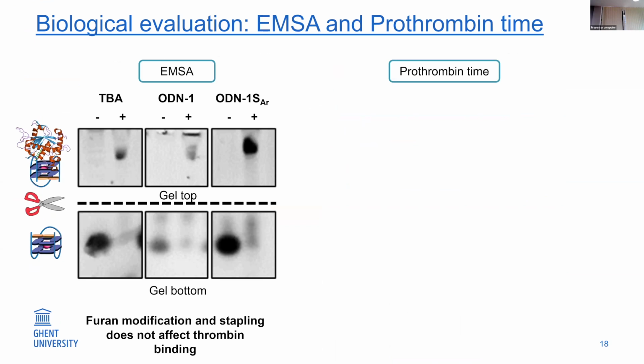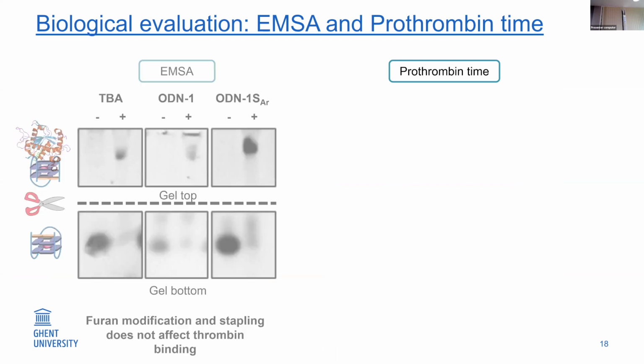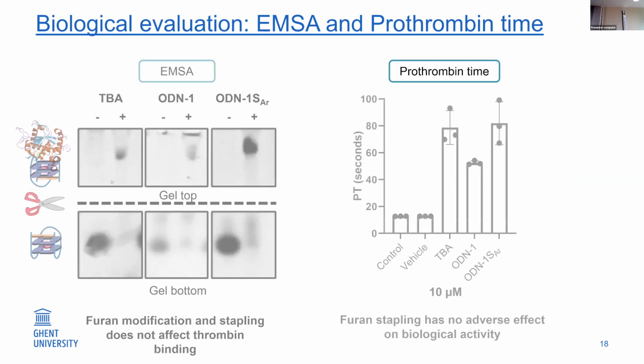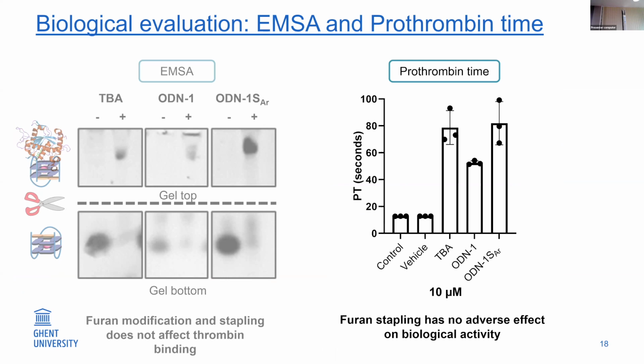We also tested, of course, the binding of these constructs towards thrombin, and all our constructs were active. So we still bind perfectly their original target. And finally, we took our bloods. We went to the hospital and asked if they could do the test with our own blood. And we showed that the prothrombin time of our staple analog is basically the same as the original TBA.